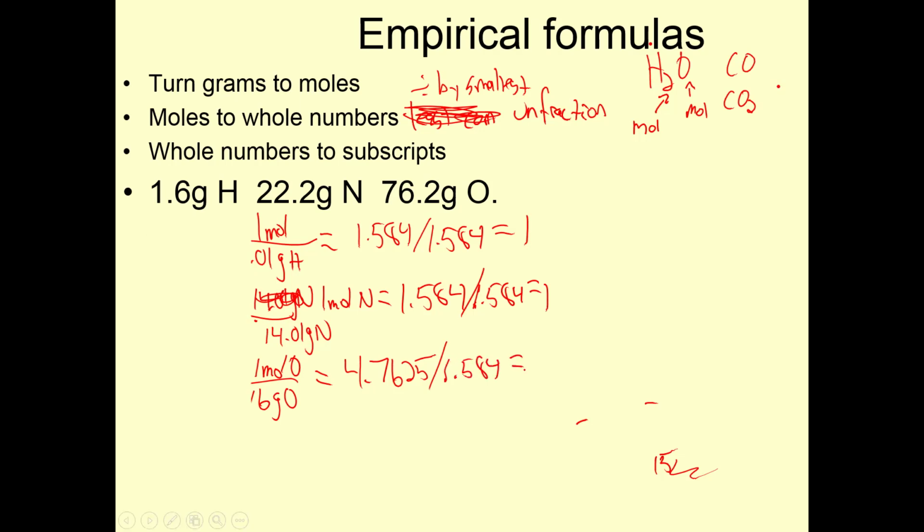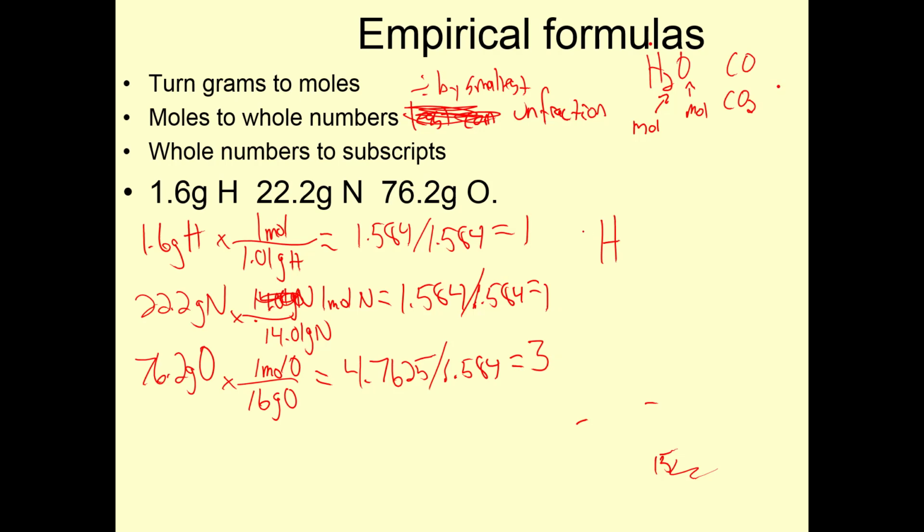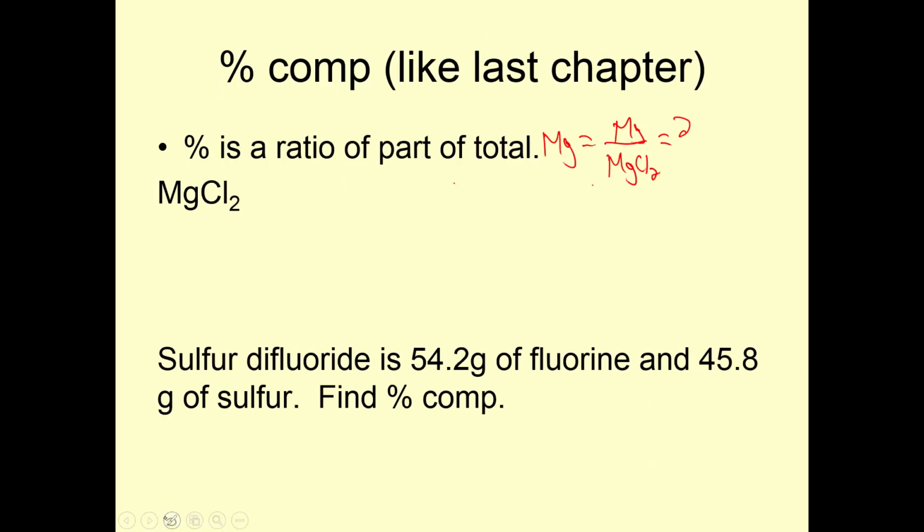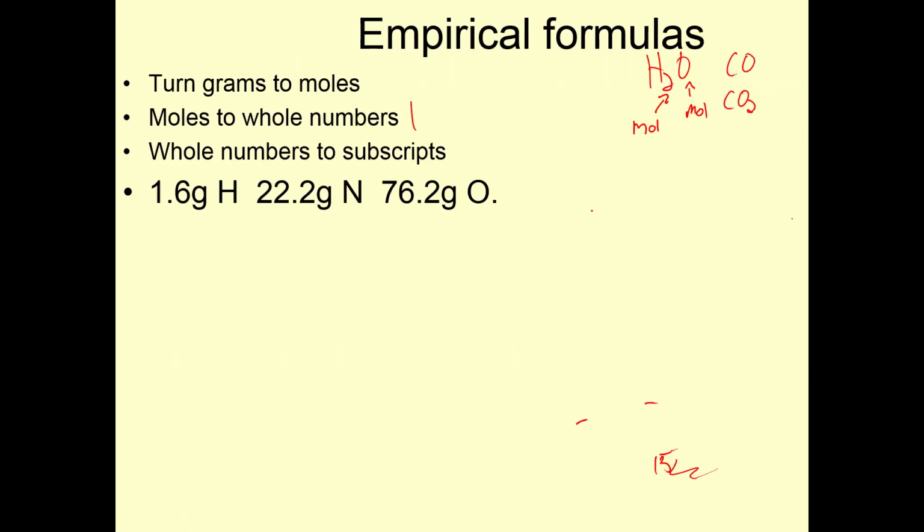Now this, I'm hoping, is a whole number. 4.7625 divided by 1.584 is 3.00. So what that means is, now I've got these nice numbers. I've got 1 H, 1 N. Oh, you're kidding me. No way. Well, I had 1 for H, 1 for N, and O was 3. So that means my formula is going to be HNO3.